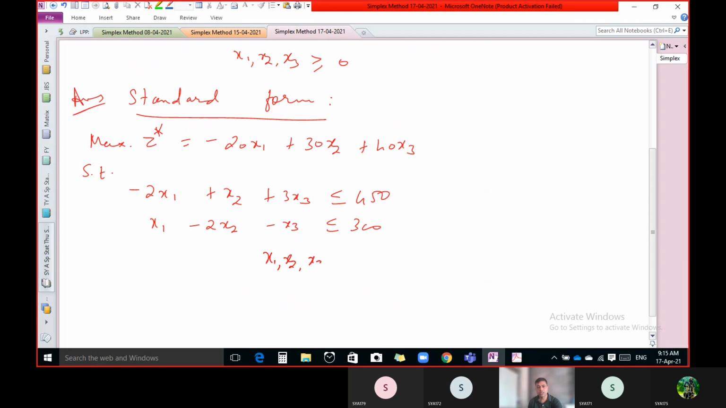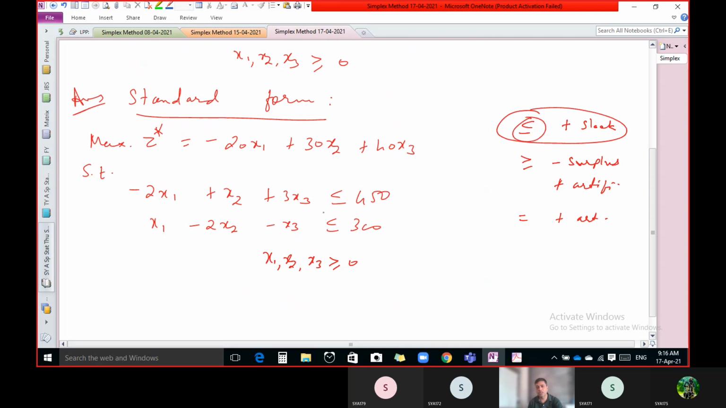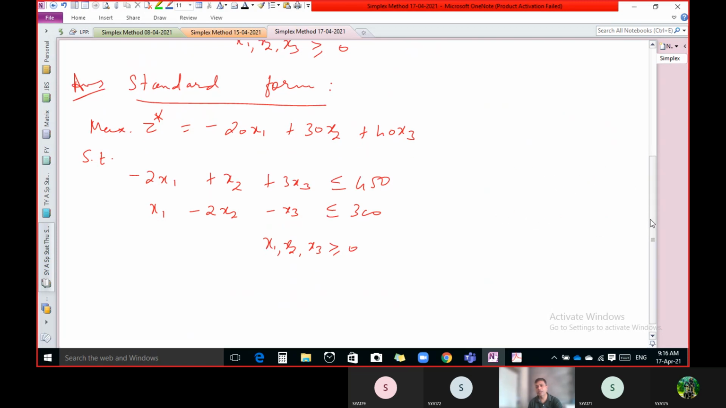But still this is not in a standard form. The reason is we want to convert this less than or equal to sign into an equal to sign, and we know that if there is a less than or equal to sign, we have to add a slack variable. If there is a greater than or equal to sign, we have to subtract a surplus variable and add an artificial variable. And if there is an equal to sign, we have to add an artificial variable. That is the process. Because we have this situation right now, for both constraints we simply add a slack variable in each constraint to convert the inequality into equality form.